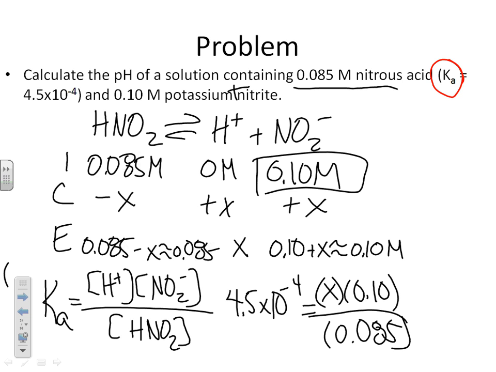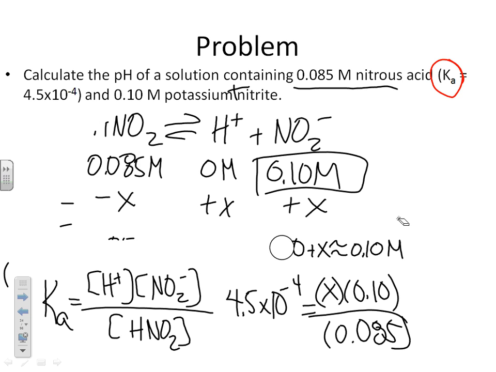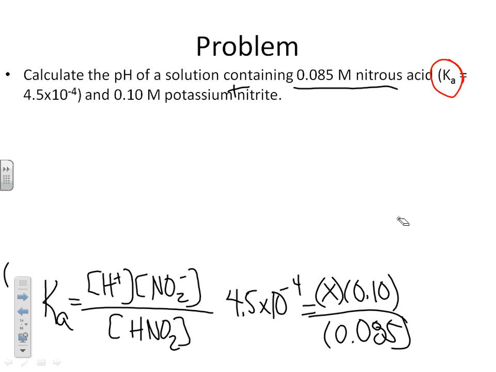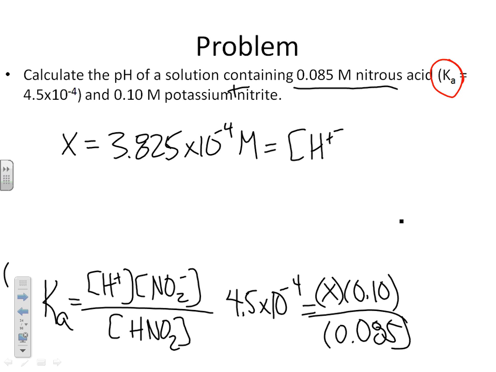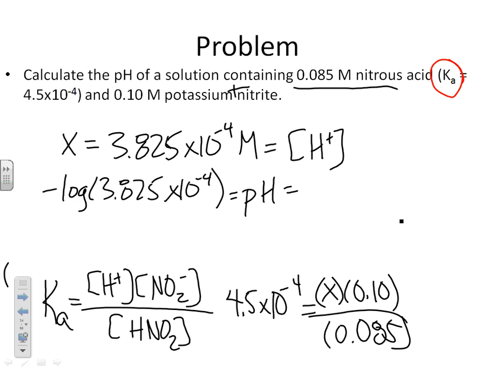And then the rest of this is just solving as usual. So I'm going to erase my ICE chart. When you solve this, you get an X value of 3.825 times 10 to the minus 4th molar. And when you look at your ICE chart, X here represents your equilibrium concentration of the hydrogen ion. That's what X is standing in for. So we want to take the negative log of this value to get pH.